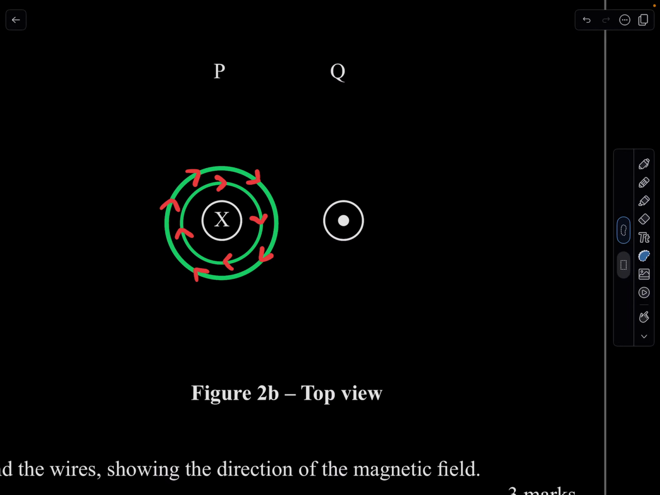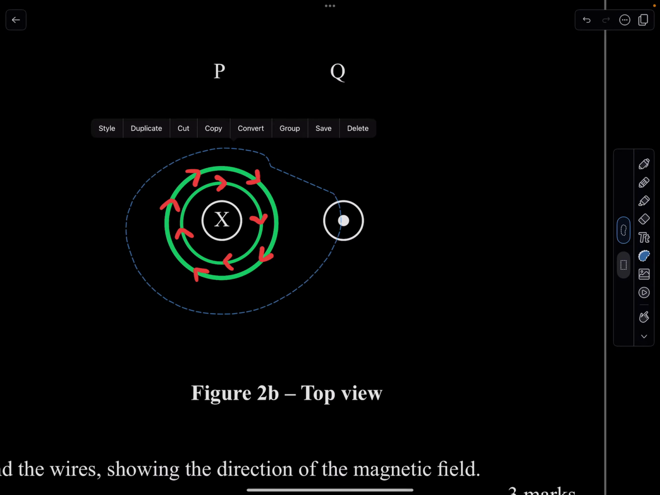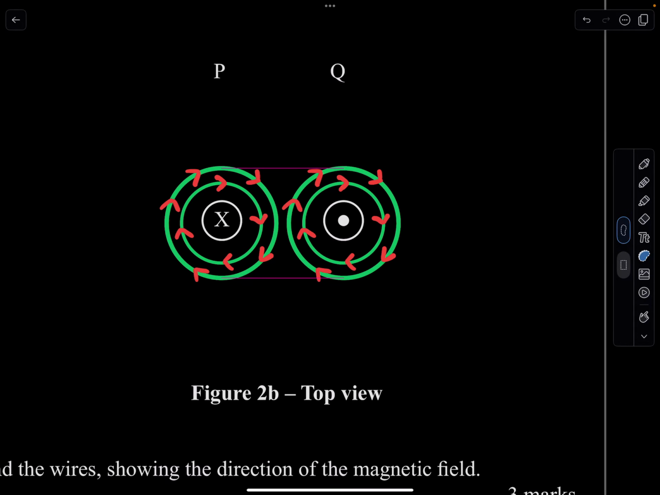I should have duplicated this here, but I'm going to rub out these magnetic field lines because they're likely going to be different. Alright, that's too much work now. So what about the other one? Make sure you use the right hand grip rule, but it's coming out of the page, so it will go this way, anti-clockwise. Let me write it now.